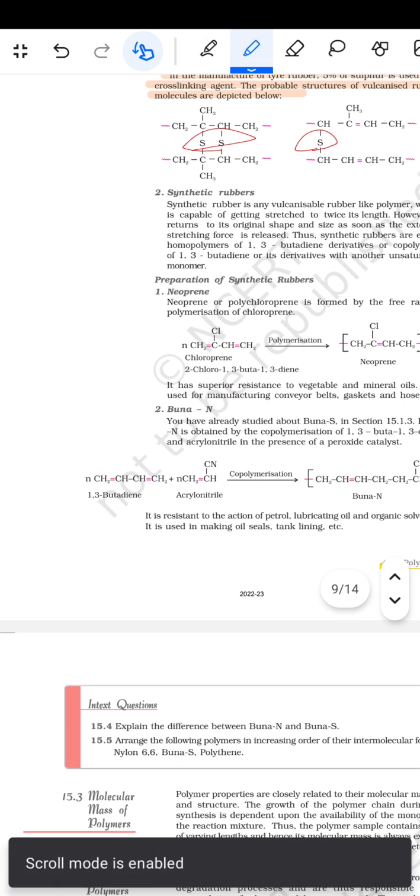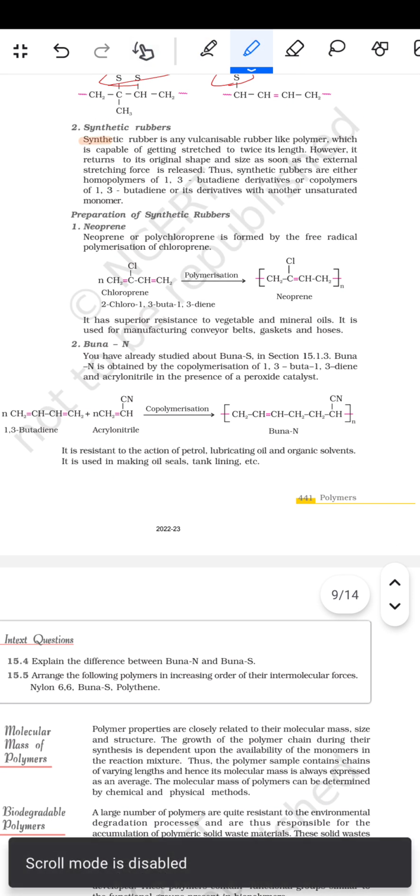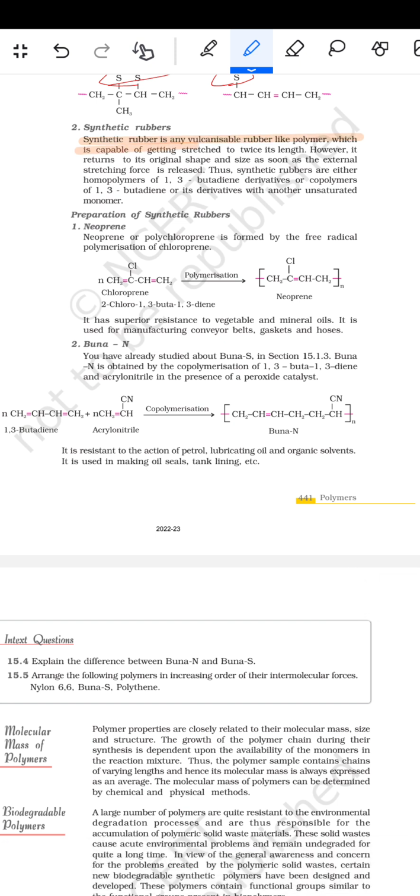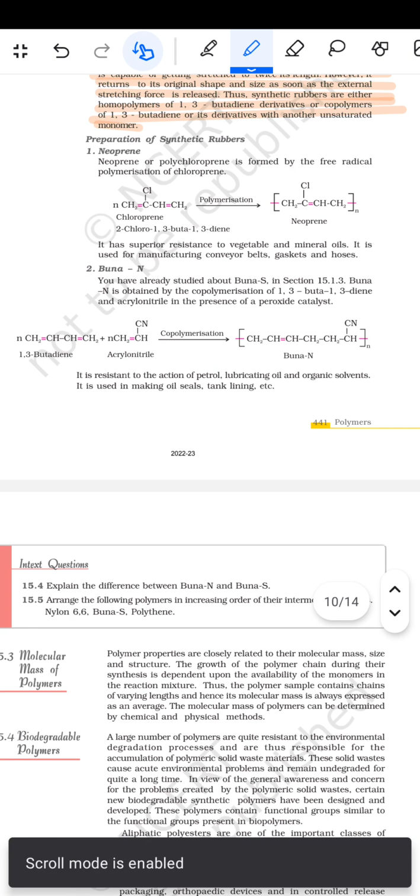फिर उसके बाद आता है सिंथेटिक रबर. तो सिंथेटिक रबर is any vulcanized rubber like polymer which is capable of getting stretched to twice its length. However, it returns to the original shape and size as soon as the external stretching force is released. Thus, the synthetic rubbers are either homopolymers of 1,3-butadiene derivatives or copolymers of 1,3-butadiene or its derivatives with another unsaturated monomer. फिर आता है preparation of the synthetic rubbers.